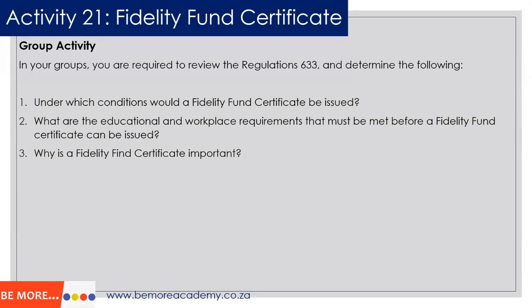The moment you register with an estate agency company, even if you just start today, you will get a Fidelity Fund certificate. But at the Estate Agents Affairs Board, to qualify for a Fidelity Fund certificate, you must only have matric. That's all. Doesn't matter if it's matric in lower grade. As long as it's a matric certificate, you can register as an estate agent.